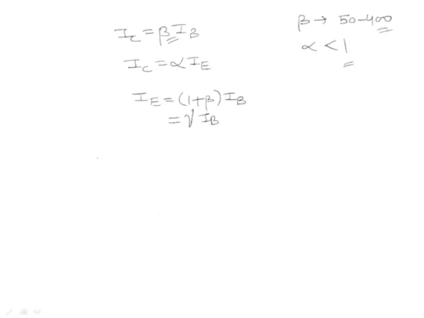So from all these relations, can you see that the output current is being influenced by the input current? So can we say that the BJT is a current control device?